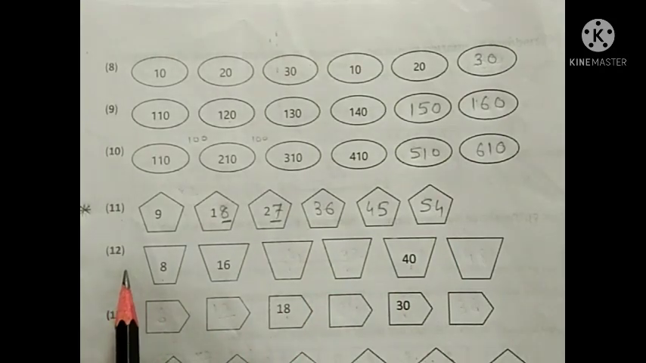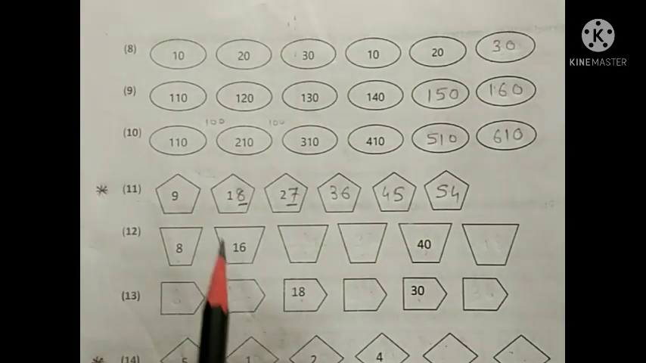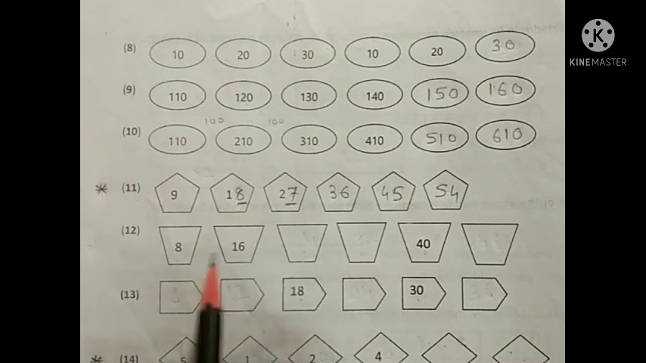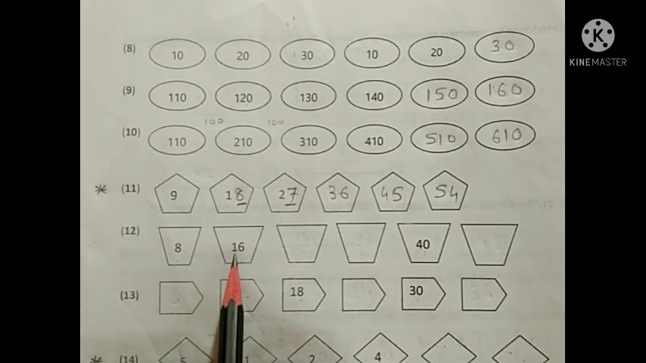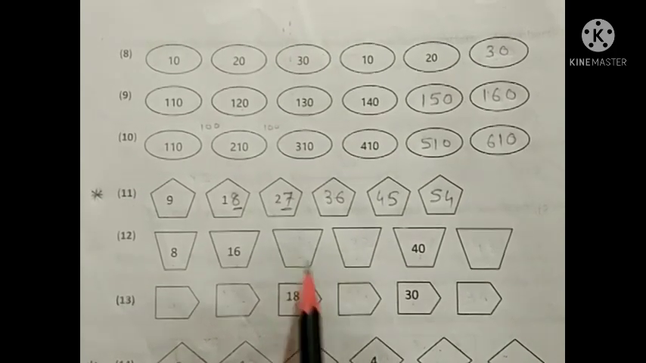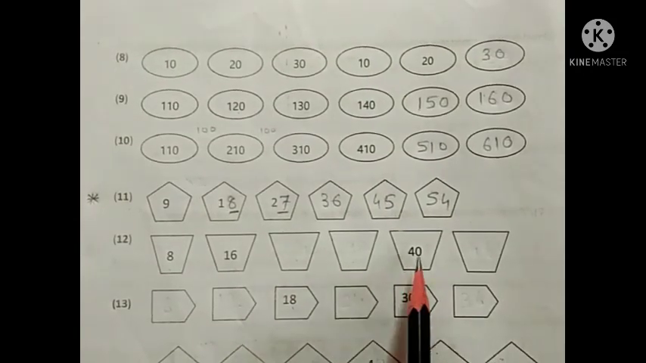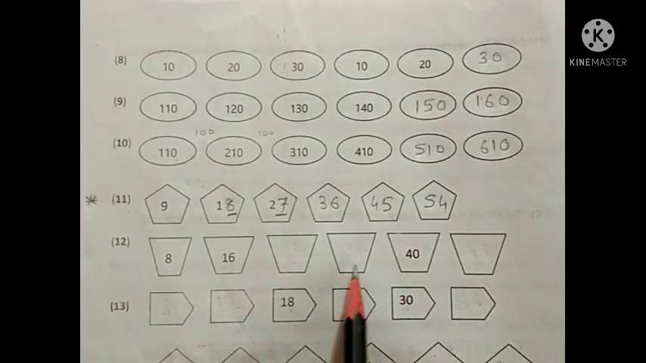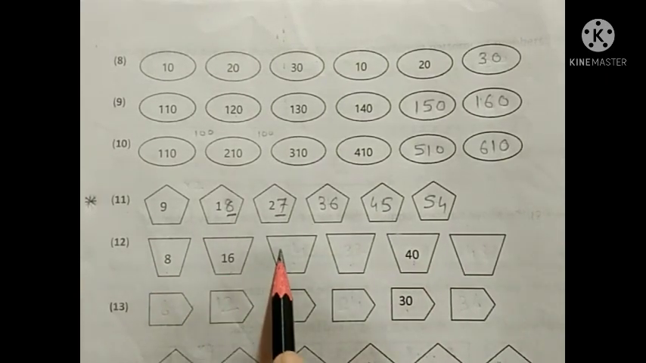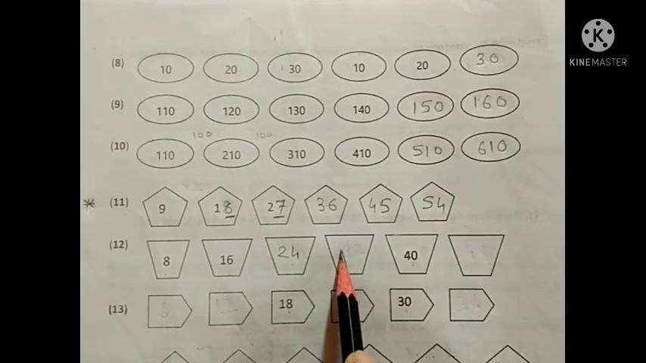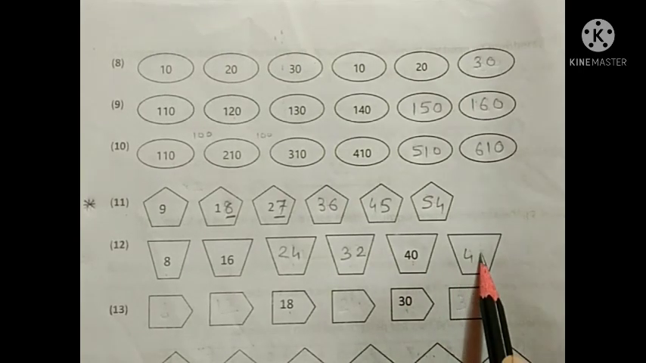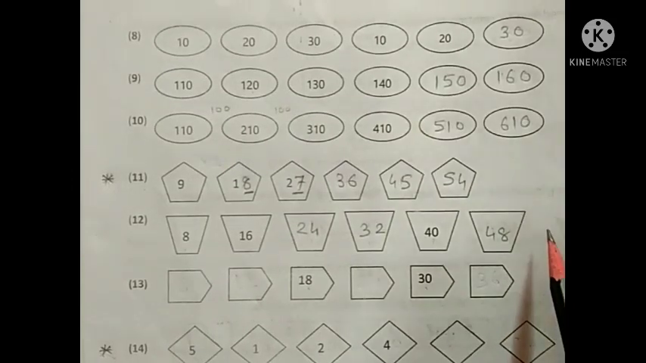Again question number 12. See, 8 then 16. 8 1 is 8, 8 2 is 16, 8 3 is 24, 8 4 is 32, 8 5 is 40, which is correct. The pattern is matching, so you have to write the 8 table here. 8 1 is 8, 8 2 is 16, 8 3 is 24, 8 4 is 32, 8 5 is 40, 8 6 is 48. Okay.